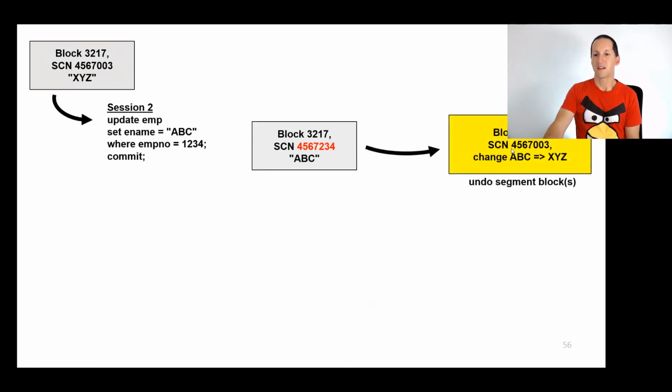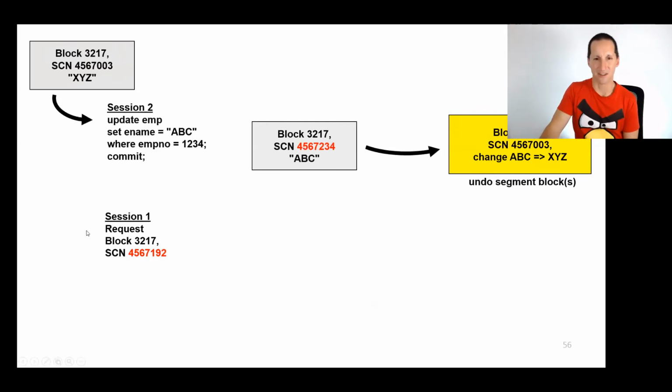As a result, that transaction must obviously record undo because I might want to roll back that transaction. So the undo information says block 3217, if I want to undo the SCN from 234 back down to 003, I would change ABC back to XYZ. That's what goes in the undo information. So session 1 comes along and says, look, my query has been running for about 5 or 6 minutes now. So I've just encountered block 3217. I need it at SCN 192.